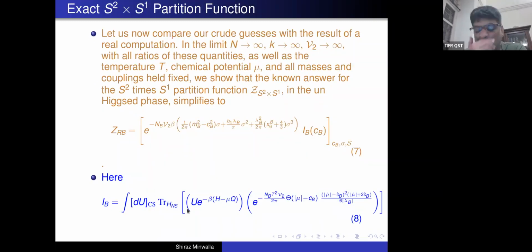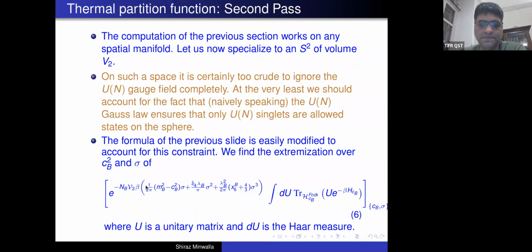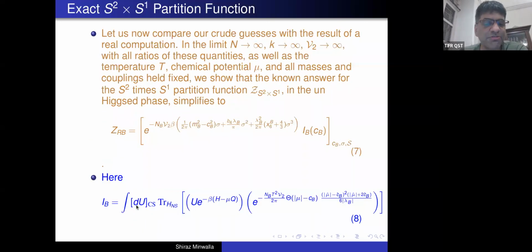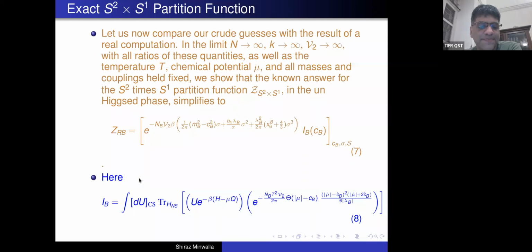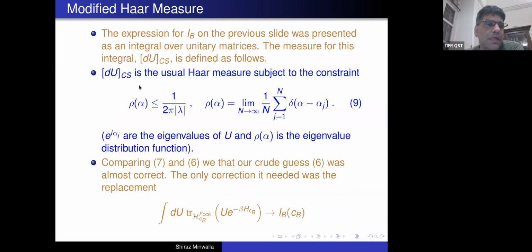The two differences are, first, in addition to this Hamiltonian, there's another strange-looking dressing factor involving a theta function which makes it look naively non-analytic. And second, that the integral here is not performed over the Haar measure, as was the case here, but over a strange measure. I'm going to tell you what this measure is. I call this measure DU_CS, the Chern-Simons modified Haar measure. And DU_CS has the following structure.